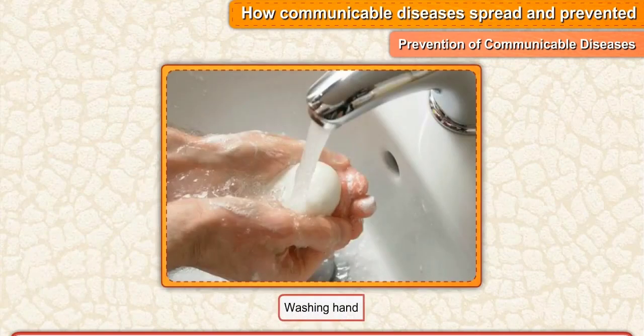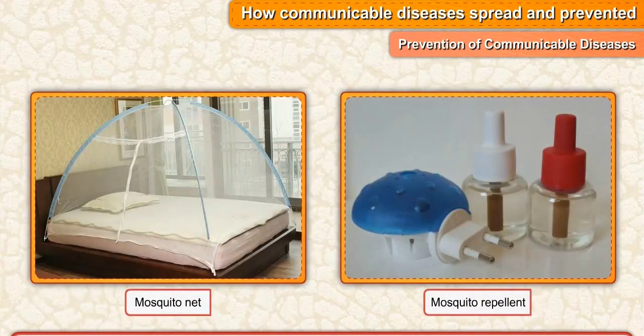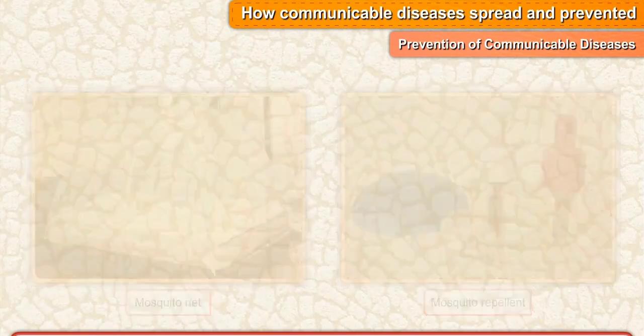Wash your hands before and after eating food and after going to the toilet with soap and water. Do not allow water to stand in ditches, vessels, coolers, pots, etc. in or around your house. Stagnant water allows breeding of mosquitoes. Use mosquito net or mosquito repellent at night.